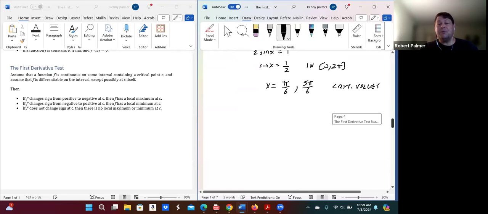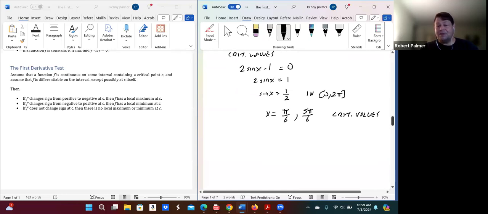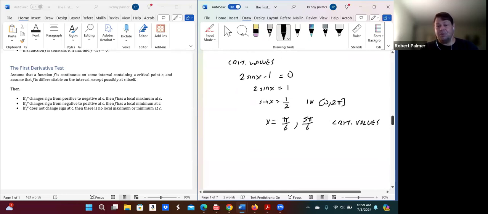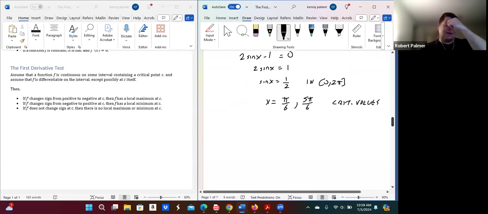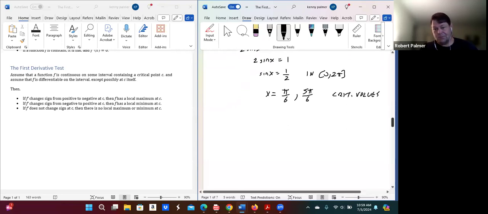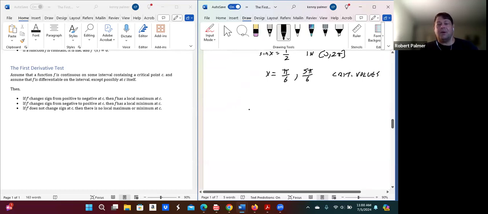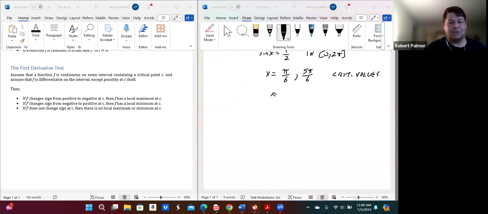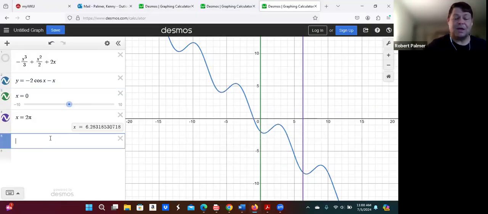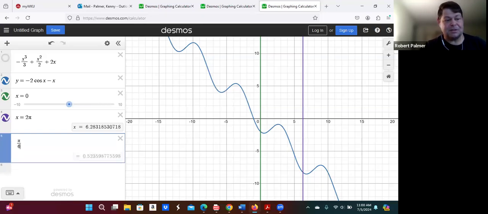All right, so much like we did in the last example, let's take a look at our derivative, and basically we want to find out what the function does on either side of these values. Okay, and also let's approximate those. That's something we can also do on Desmos. So pi over 6, go back to Desmos. Just type in pi divided by 6, and we just wanted an idea of the approximate value, it's about 0.52.